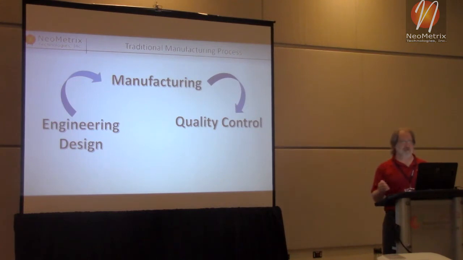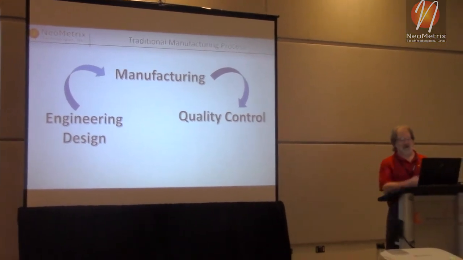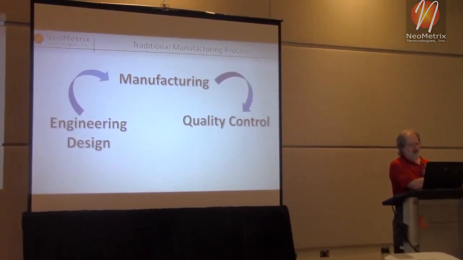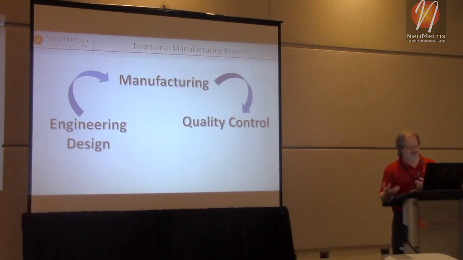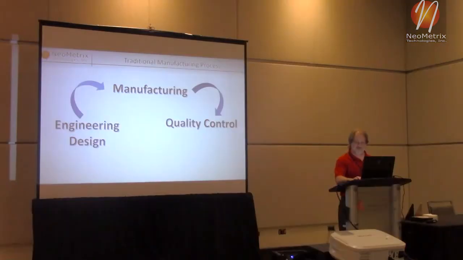All right, so before we talk about direct digital manufacturing, we'll talk a little bit first about the traditional process where engineering does a design and then typically sends a drawing to manufacturing, parts are fabricated, and then it goes to quality control for inspection to ensure that the final part actually matches the original design.